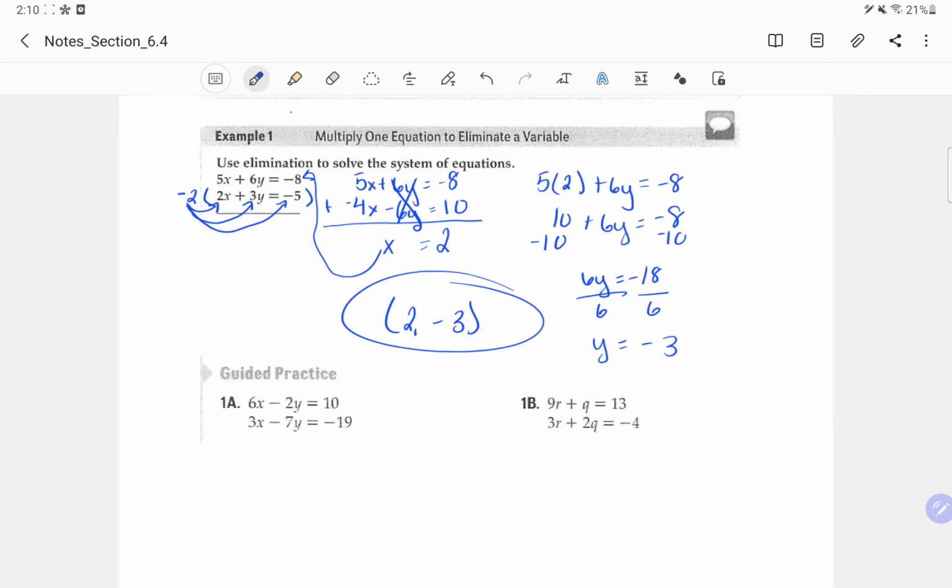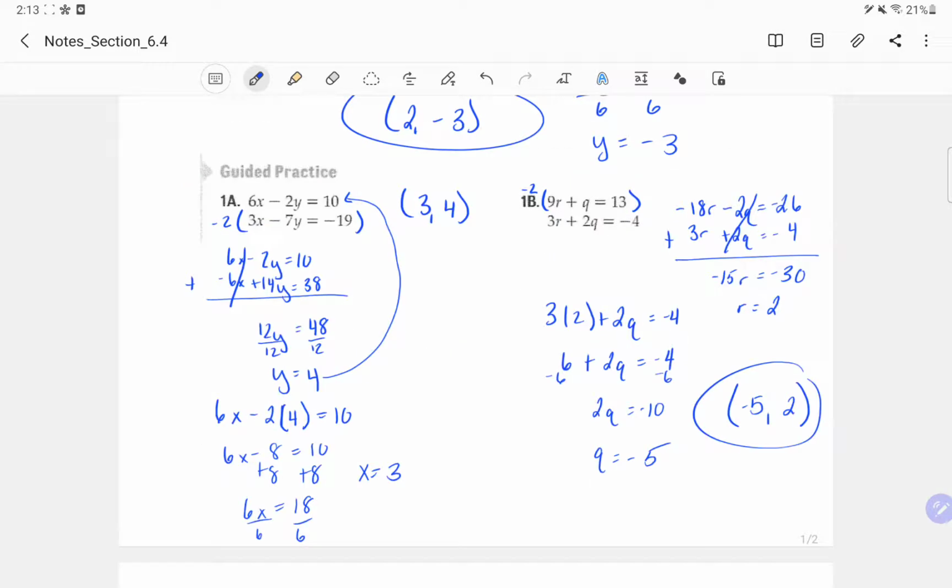And then you're done. So again, once we multiply and turn, we're just going back to what we did in section 2 and section 3, all those things, okay? So I want you guys to go ahead and solve 1a and 1b, and then check back in and see if you got them right.